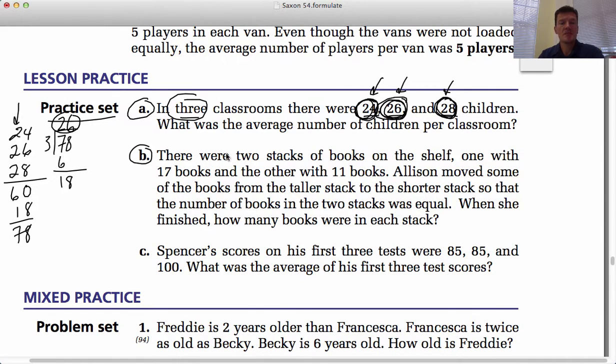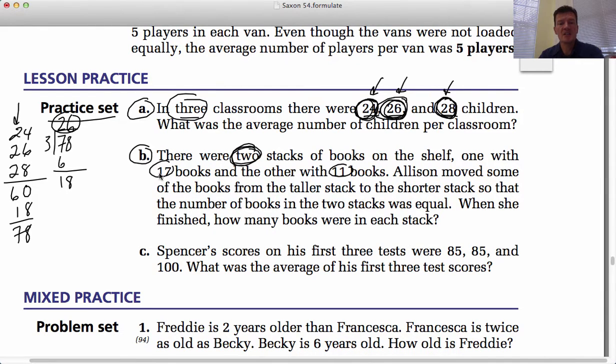Okay, practice B. There were 2 stacks of books on the shelf. One with 17 books and the other with 11 books. Allison moved some of the books from the taller stack to the shorter stack so that the number of books in the 2 stacks were equal. What she's doing is she's averaging them. She's dispersing them equally. When she finished, how many books were in each stack?